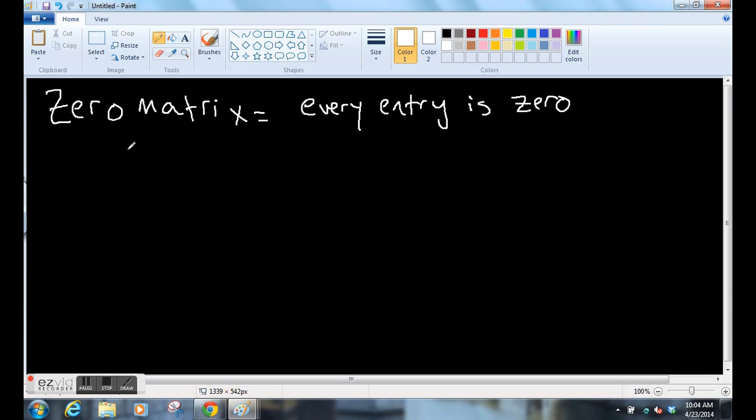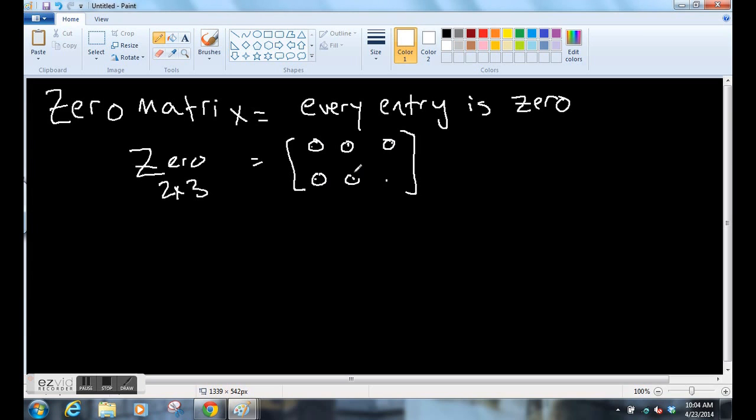So if you had a zero matrix, I don't know if they use the Z, I would use a Z, but if it was 2 by 3, that would mean you have 2 rows and 3 columns. There's 2 rows like that, and every entry is 0 like this. You can have different dimensions of the zero matrix, but the thing to keep in mind about the zero matrix is every entry is 0, which again is fairly intuitive. These look like dice to me, but they're not dice. They are zero matrices.